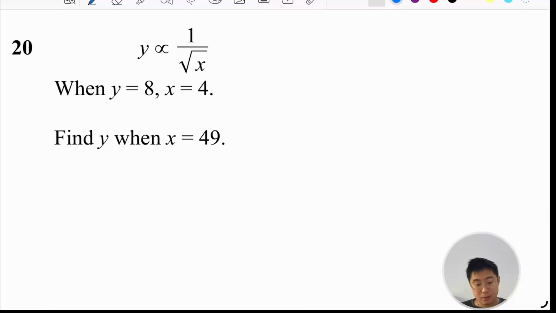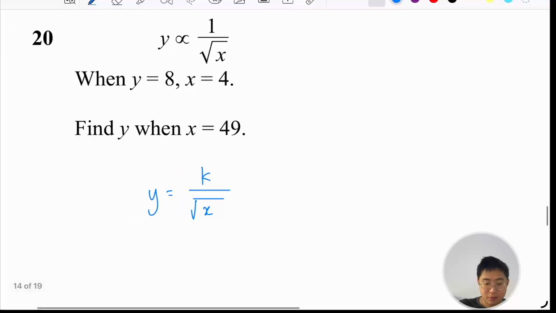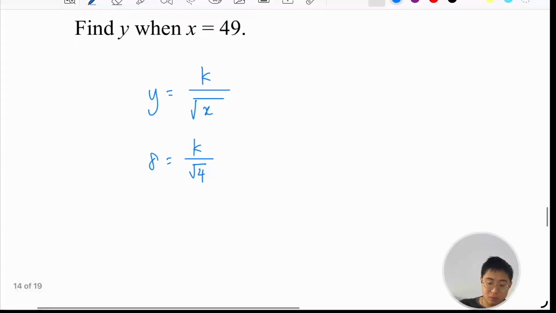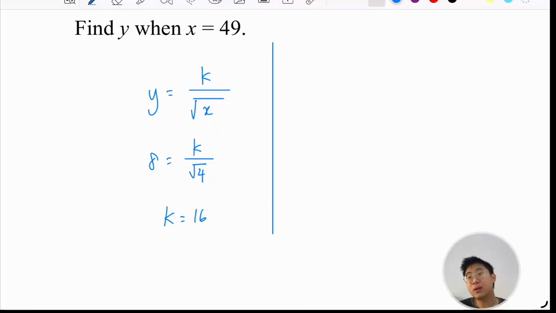Okay, this is a proportion question. So we have to change it to equals, and then you'll have k on top. That's y equals k over square root of x. Okay, and then the first information is y is 8, x is 4. We can sub that in very nicely. 8 equals k over square root of 4, which is 2. So k equals 16. Okay, good. I know what k is now.